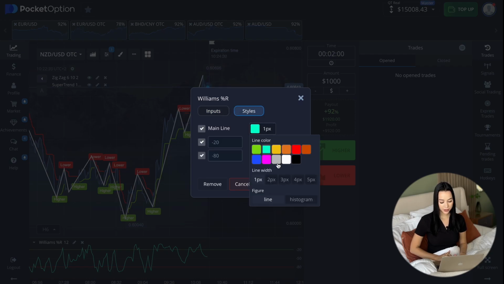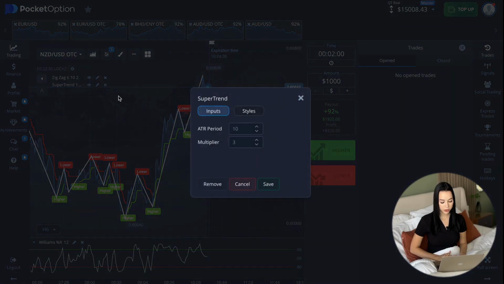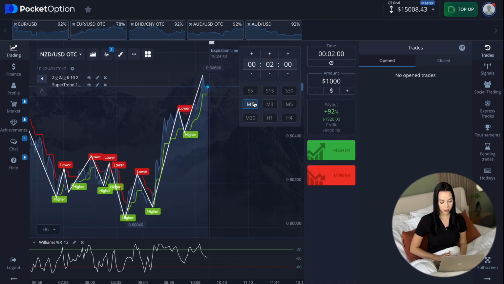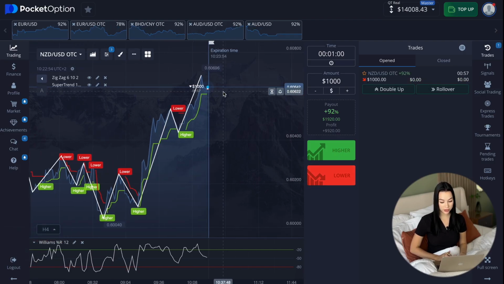And we click save. Then for the Williams indicator, we change period to 12. Main line here is white, and then like this. And we already clicked save. So for the Super Trend, we just leave everything like that, and let's change the time of our trades to 1 minute.